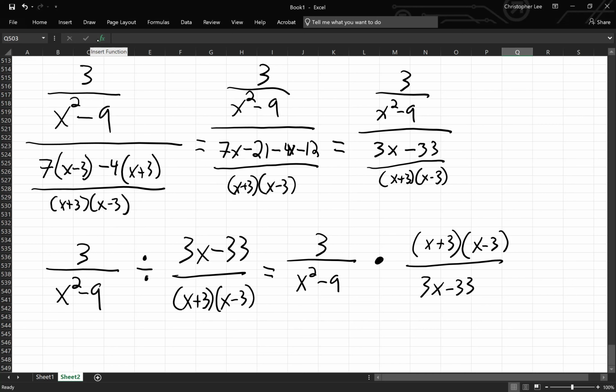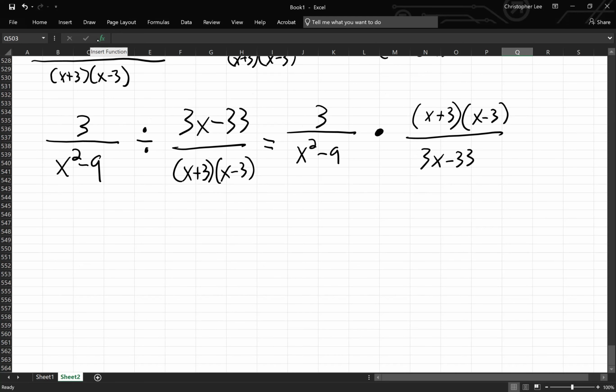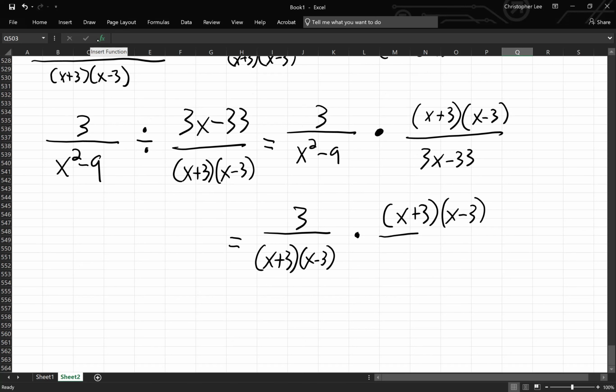Right? Now, what's next? Exactly. I'm going to factor them, right? So what do I have when I factor them? I have 3 over what? Very good. Times, I have the x plus 3 up top, x minus 3. What's the denominator going to be?